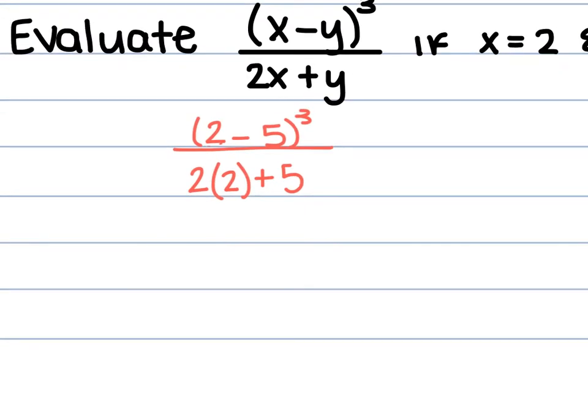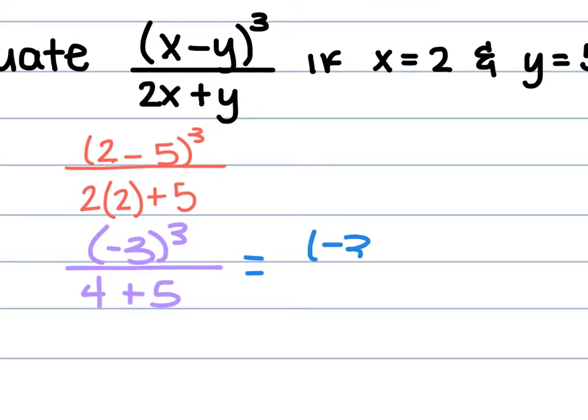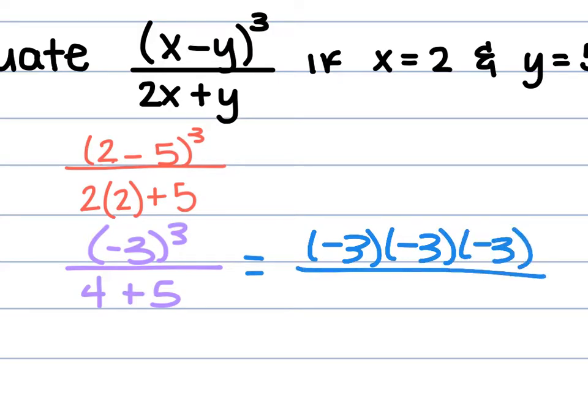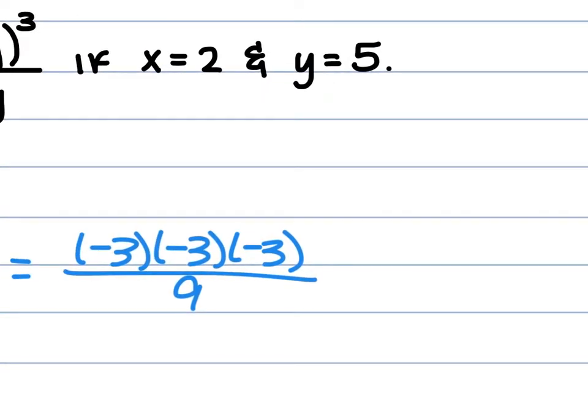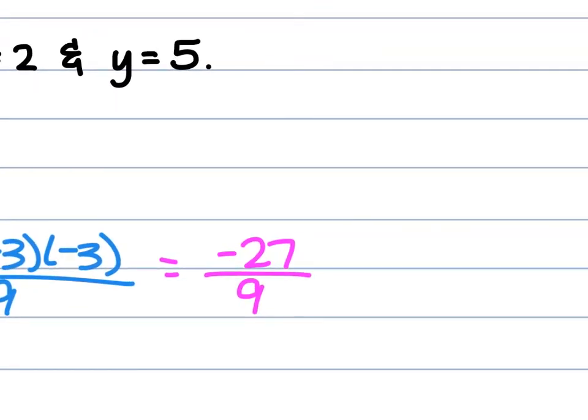Okay, so order of operations here, if we do what's in our parentheses first, the 2 minus 5 is negative 3 to the third power all over 2 times 2, which is 4, plus 5. The negative 3 to the third power is going to be the same thing as negative 3 times negative 3 times negative 3. All over 4 plus 5 is 9. The negative 3 times negative 3 is 9. 9 times negative 3 is negative 27. Put that over 9, and this is going to equal negative 3.